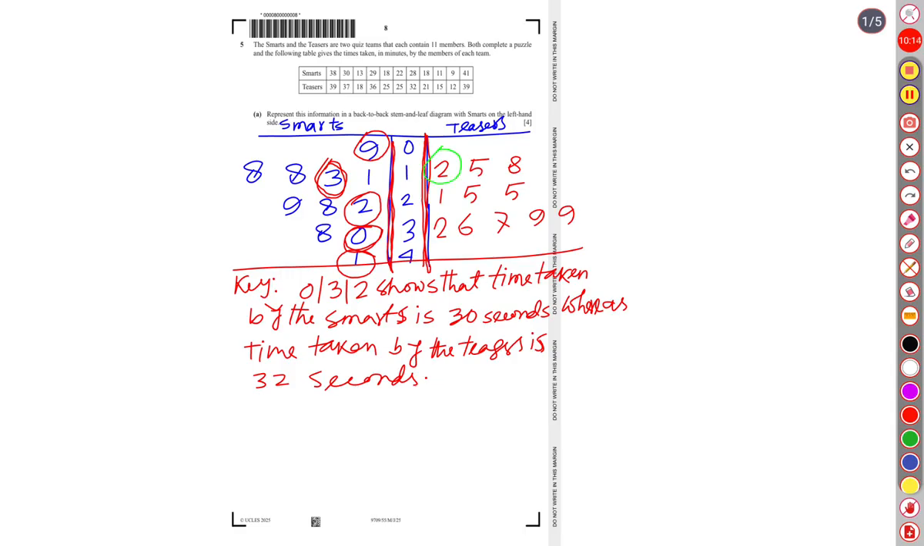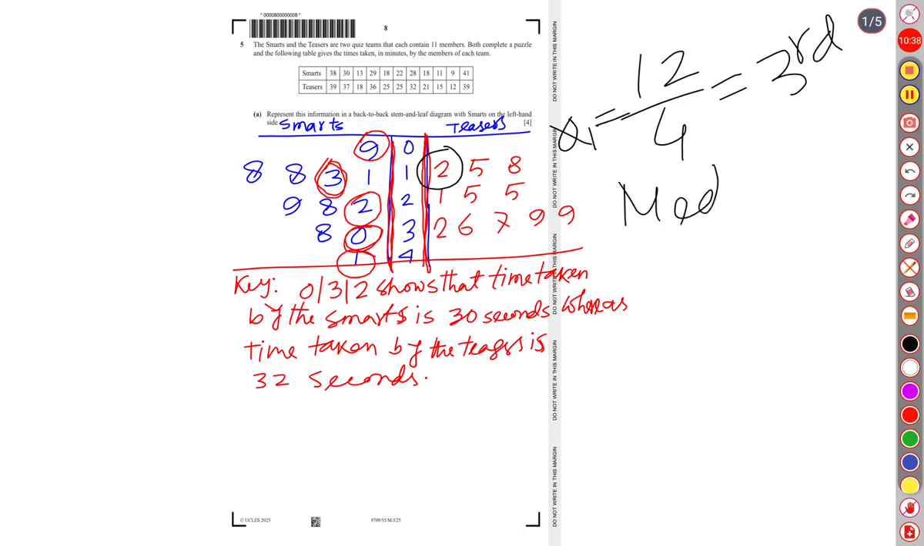And for teasers, the minimum value is 12. Let me encircle this with a different ink. 12. Then the lower quartile, I can show you, is the third position. This is Q1. Then the median will be the sixth position, that is 12 over 2, means sixth position. Then the third quartile will be 3, 6 and the ninth position. Ninth position will be your upper quartile, then maximum.